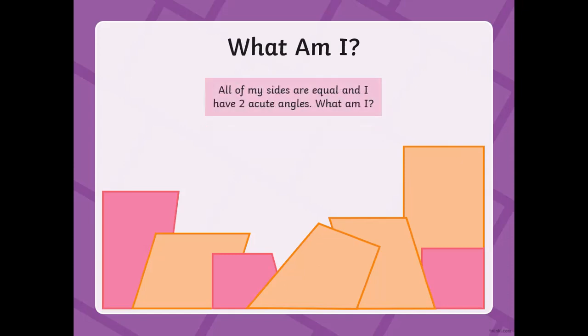Good. Next question. All of my sides are equal and I have 2 acute angles. What am I? Try to put your answers in direct message. Everybody can see your answer now. Wrong. What is JK?